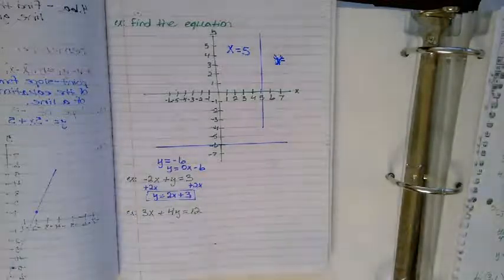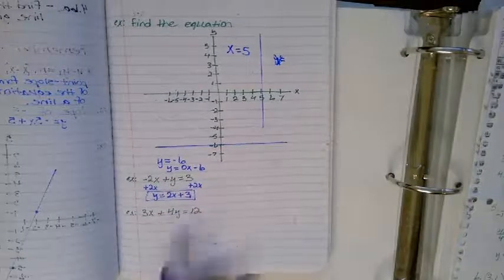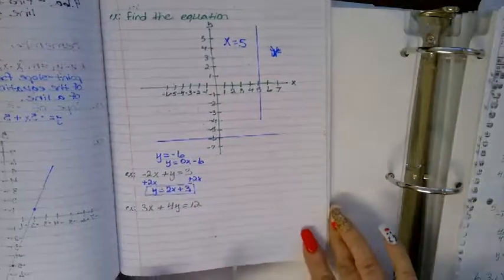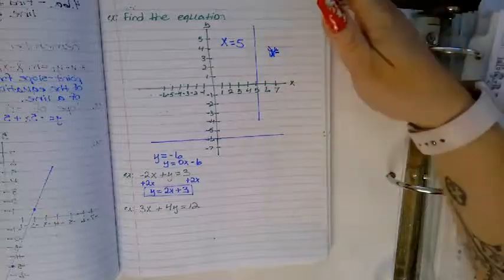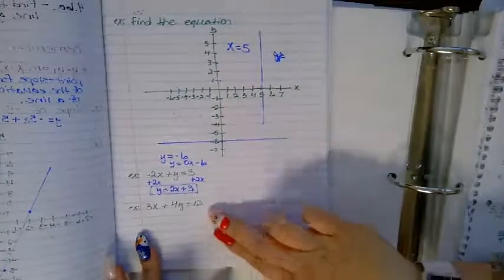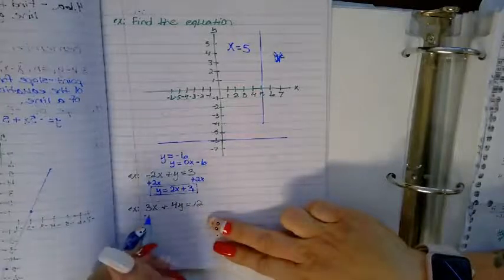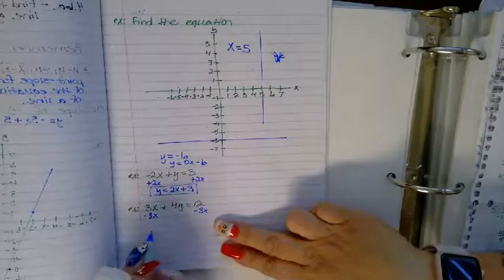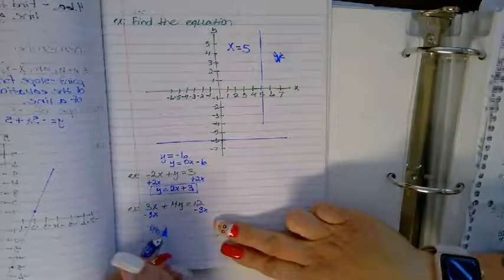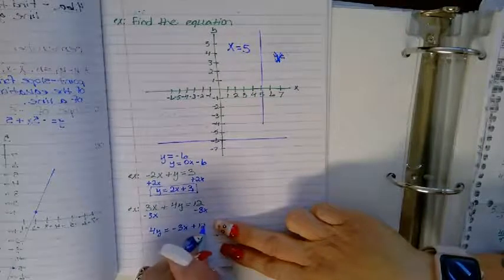So again, we have to solve for y, right? Get y by itself. This time it has a number attached to it, so we just have a couple extra steps. So we have 3x plus 4y equals 12. Same as the last one, we want to get y on that side of the equation by itself. So let's take our 3x away. Then we're left with our 4y equals negative 3x plus 12. Okay, so now we should be at that point.